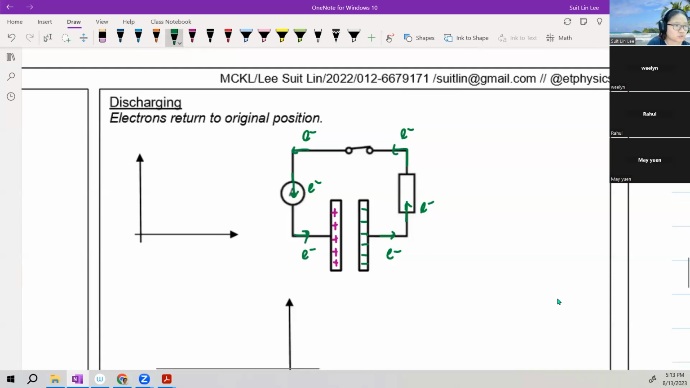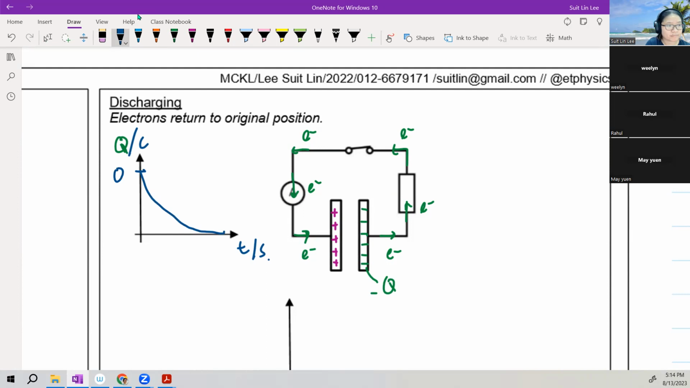So what happens to the value of Q? Again, it doesn't really matter which plate you are looking at, positive or negative Q. Let's say we just take the magnitude only, in coulomb, and t in second. We're going to expect that the charge will decrease and eventually it will drop to 0. And normally this is the initial charge. I will call this Q naught.